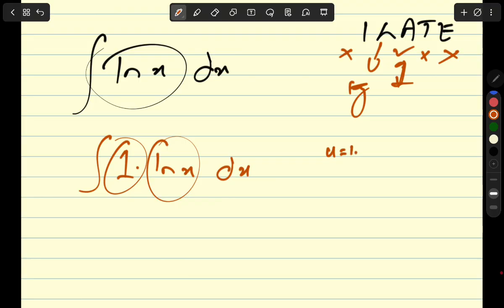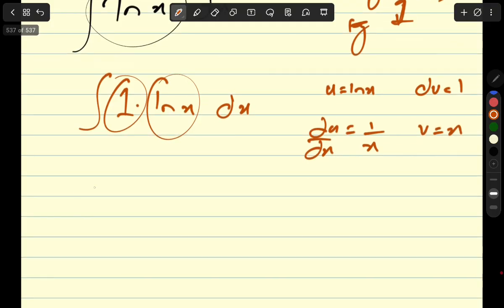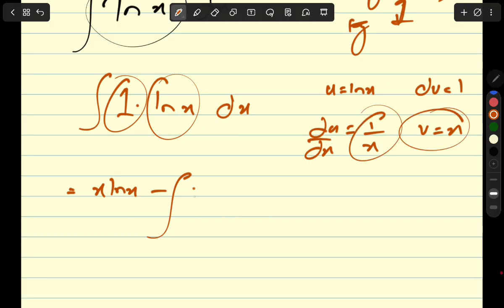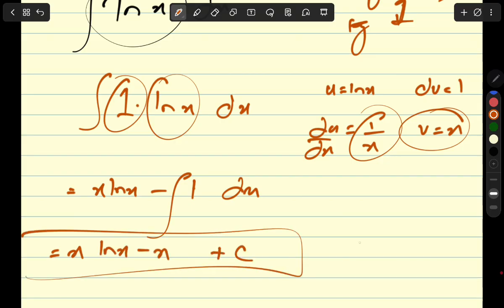So u is going to become ln x, because when you differentiate it, you're going to get something very simple. So du by dx is going to become 1 upon x, right? And dv is going to become 1, the integral of which is going to become x. So the integral is uv, which is x ln x, minus integral of v du by dx, which is this times this. So this is nothing but 1. So this becomes x ln x minus x plus c. And this is the integral of ln x.